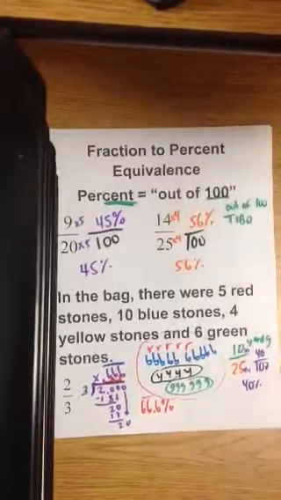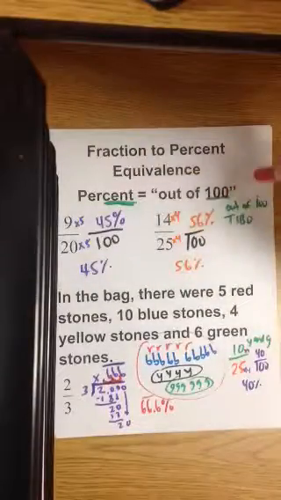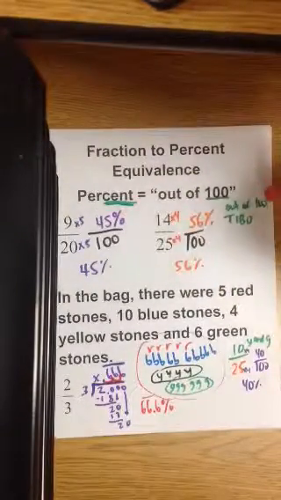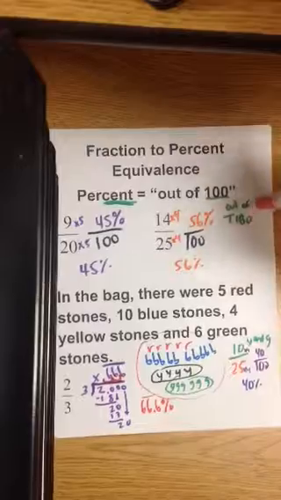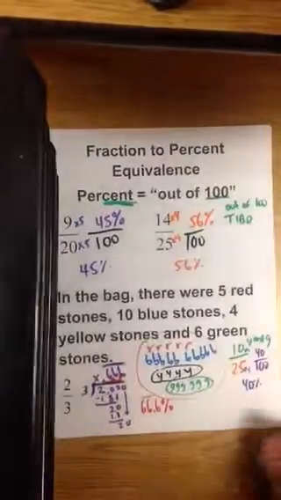So in the study of fraction to percent, the main thing you need to know is percent means out of 100. So you either turn it to out of 100. If you can't, you must do Tae Bo. And that is the study of fraction to percent.